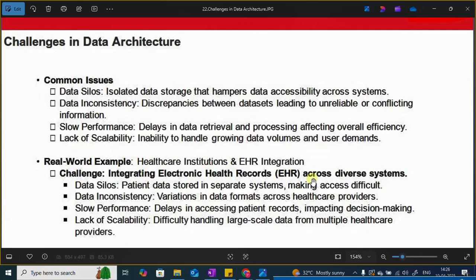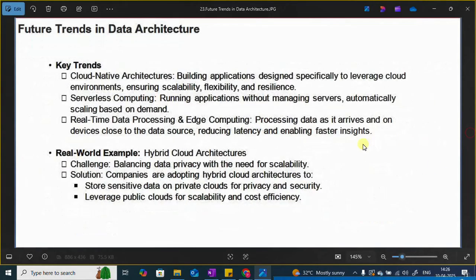Challenges: integrating electronic health records, that is EHR, across diverse systems. Data silos: patient data stored in separate systems, making access difficult. Data inconsistency: variation in data format across healthcare providers. Slow performance: delays in accessing patient records, impacting decision making. Lack of scalability: difficulty handling large-scale data from multiple healthcare providers altogether. Okay, that's all about the different challenges that we face as part of the data architecture.